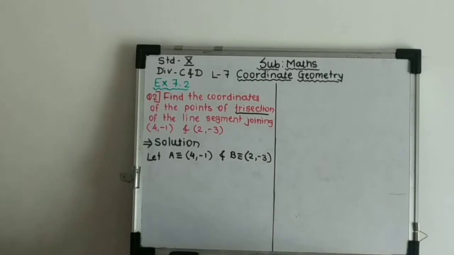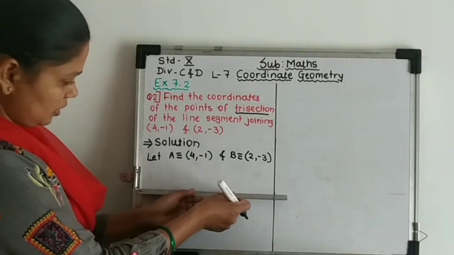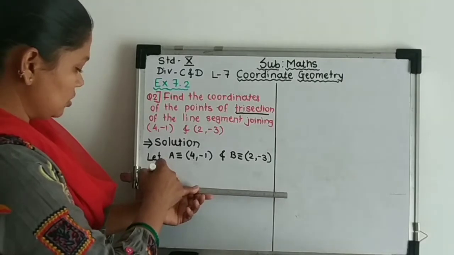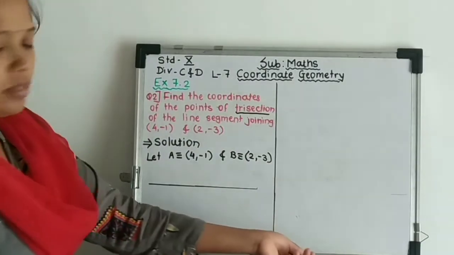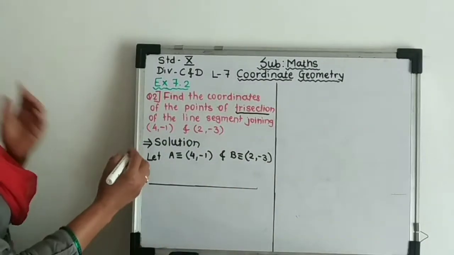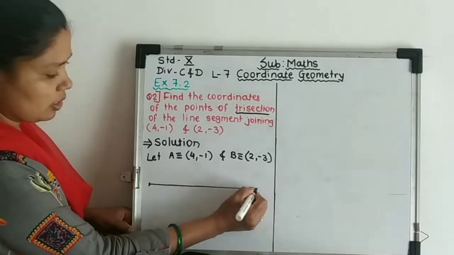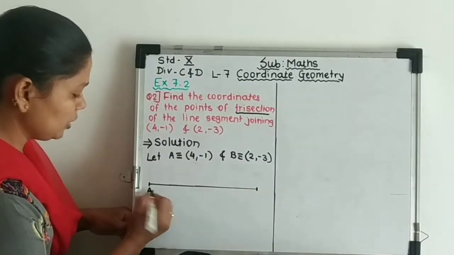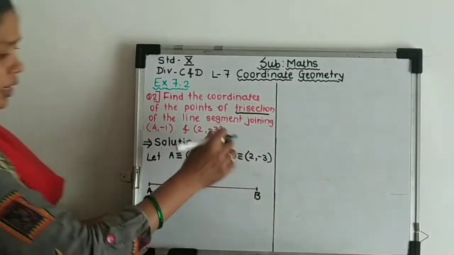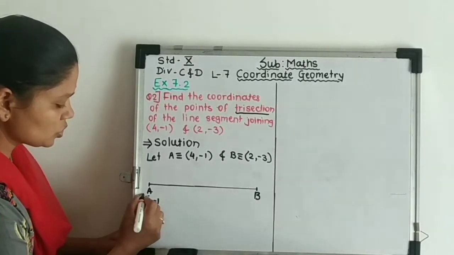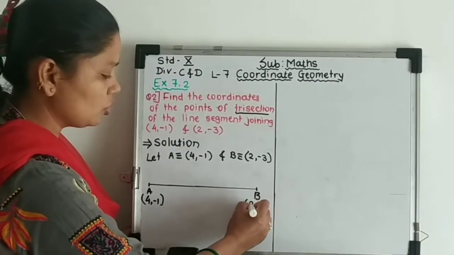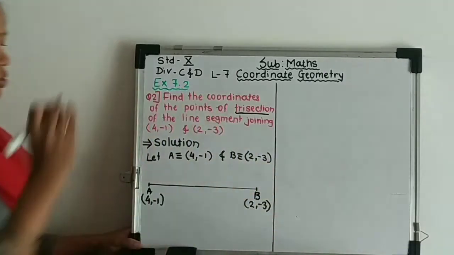Now after this we will draw a line segment and show those trisections. Students, wherever necessary we are supposed to draw figures with the help of pencil. So this is your point A and this is your B. Write down their coordinates below or adjacent to them: (4, -1) and (2, -3). Understood?